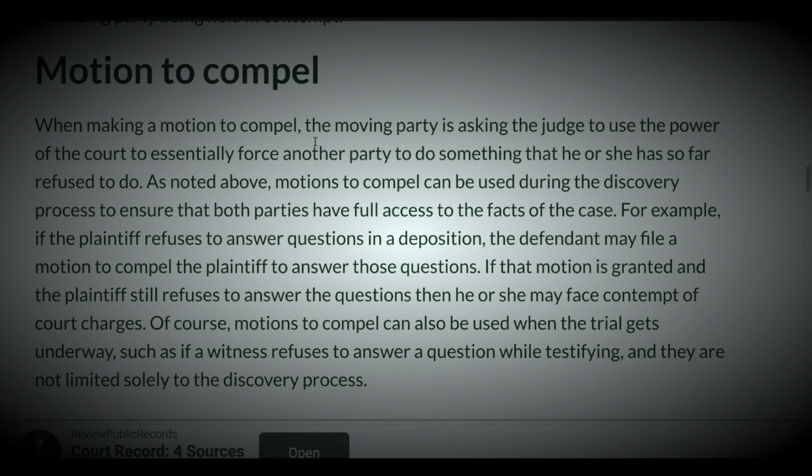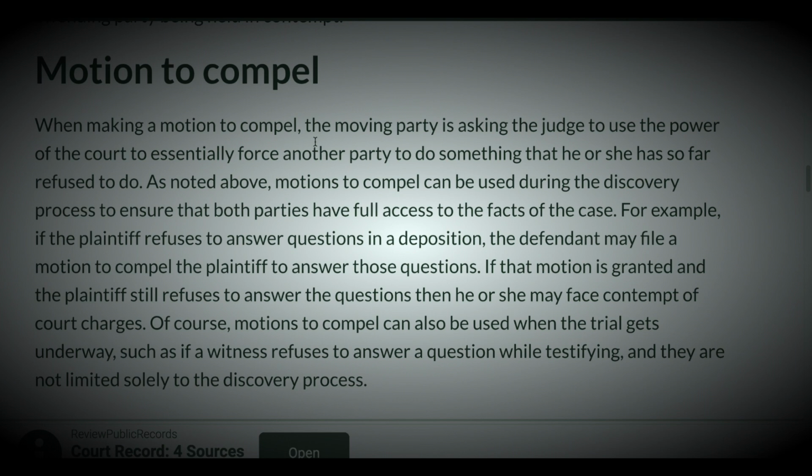When making a motion to compel, the moving party is asking the judge to use the power of the court to essentially force another party to do something that he or she has so far refused to do. As noted above, motions to compel can be used during the discovery process to ensure that both parties have full access to the facts of the case.